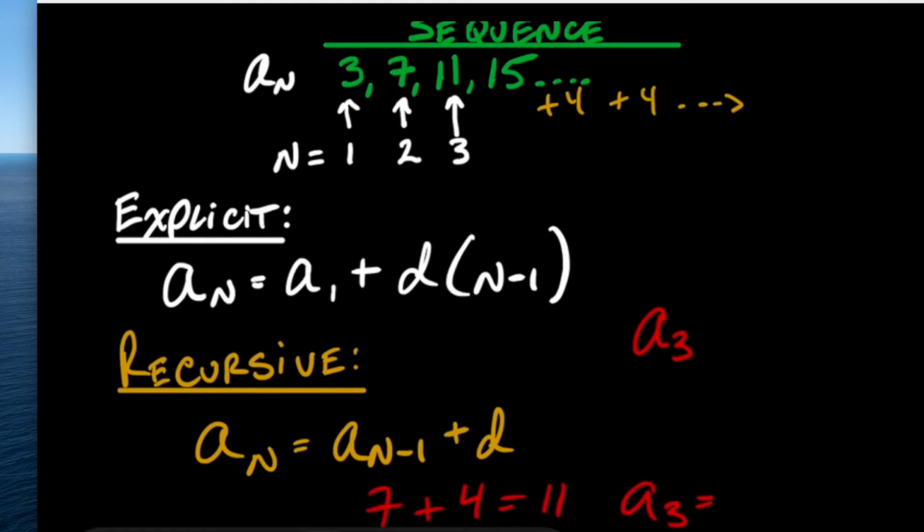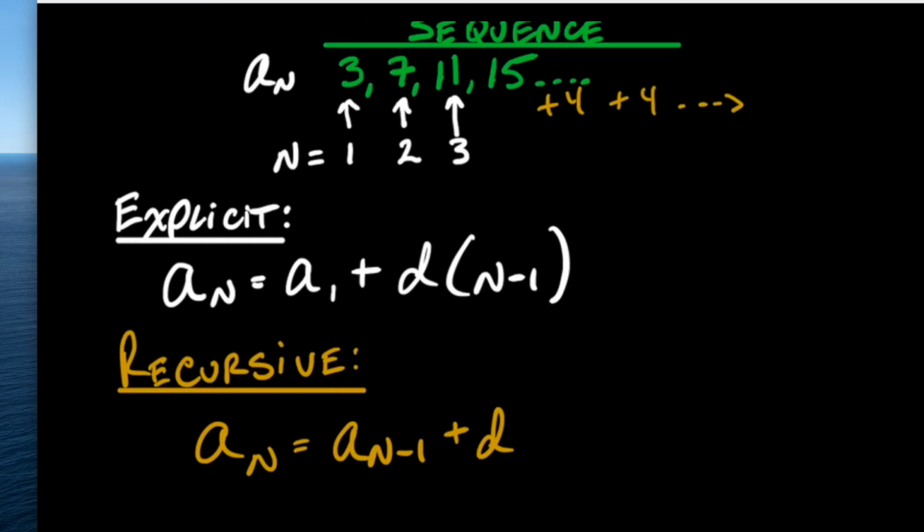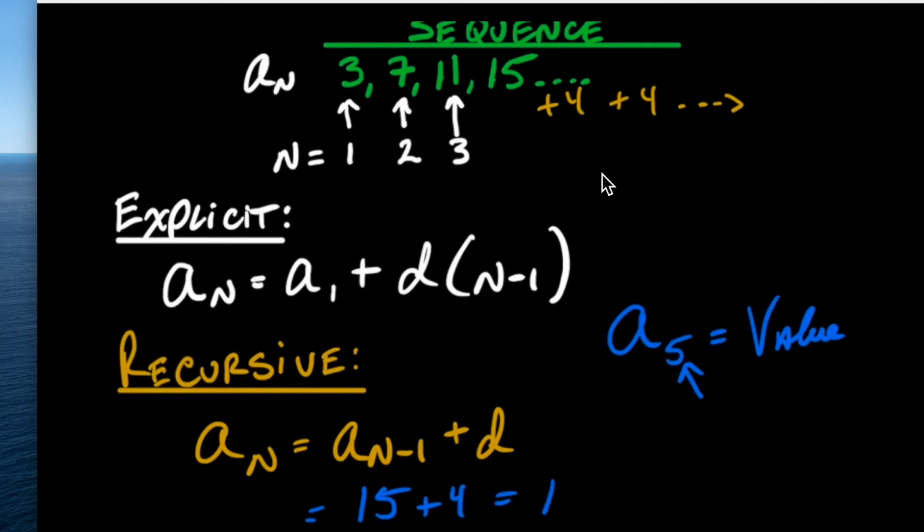Okay, if we wanted to find a sub 5, remember, I would like you to think of that a as a v. When you see a sub 5, I want you to think the value at position 5. So if we want the value at position 5, what do we do? We go to the value at position 4, n minus 1, 5 minus 1 is 4. We go to position 4 and we add the common difference. So at position 4, the value is 15. We add 4 and we get 19.